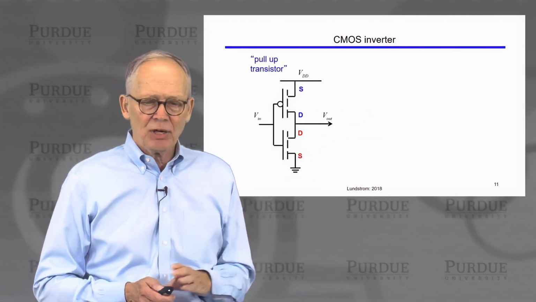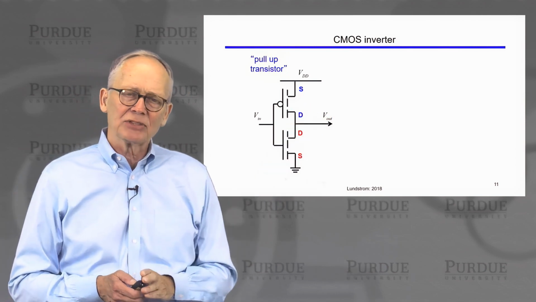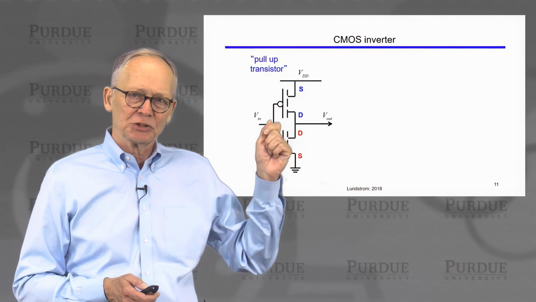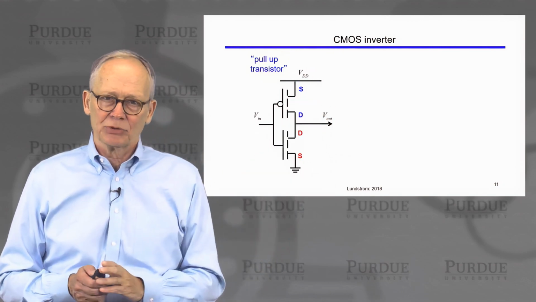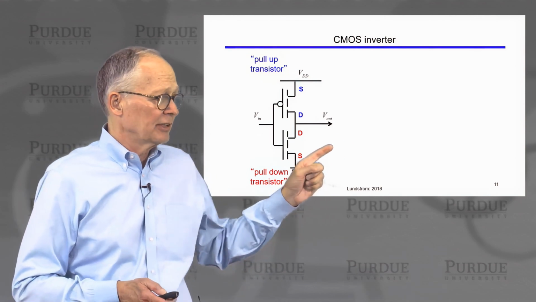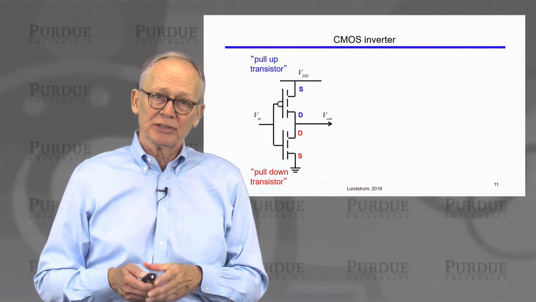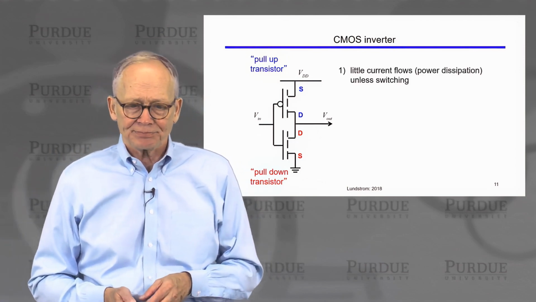So this is our basic CMOS inverter. It consists of 2 transistors. The PMOS on top is often called the pull-up transistor because its function when the switch is closed is to pull the output voltage up to the power supply voltage. The N-channel transistor is often called the pull-down transistor. Its function when closed is to pull the output voltage down to the ground, 0 voltage.